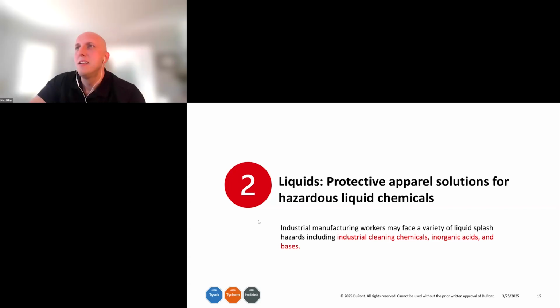Thank you, Dan. All right, so I'm going to focus on liquids, particularly hazardous liquid chemicals within the industrial manufacturing segment. And the key thing we're going to focus on for this example is highlighted there in red, and we're going to focus on if we're going up against industrial cleaning chemicals, acids, and bases.